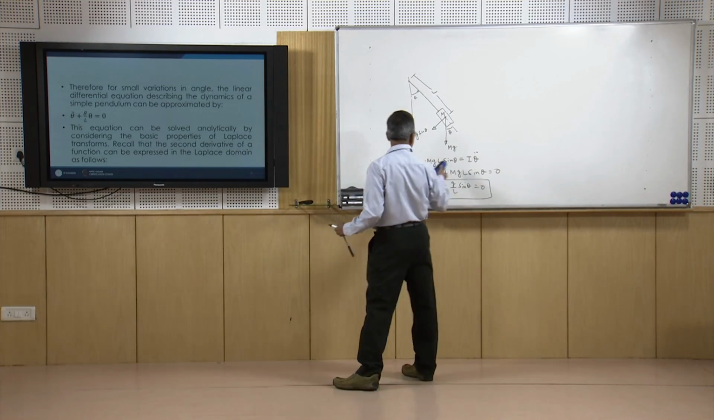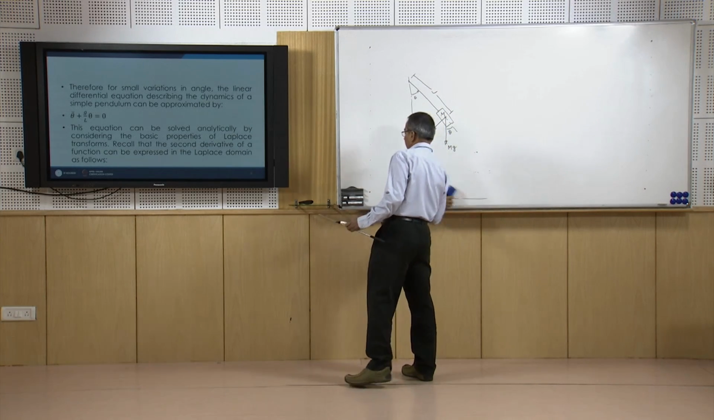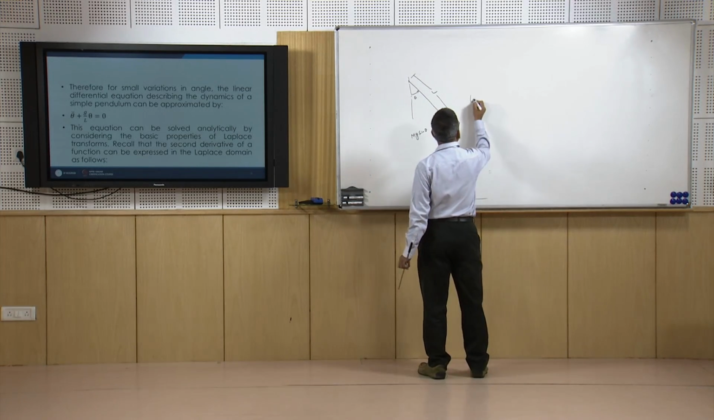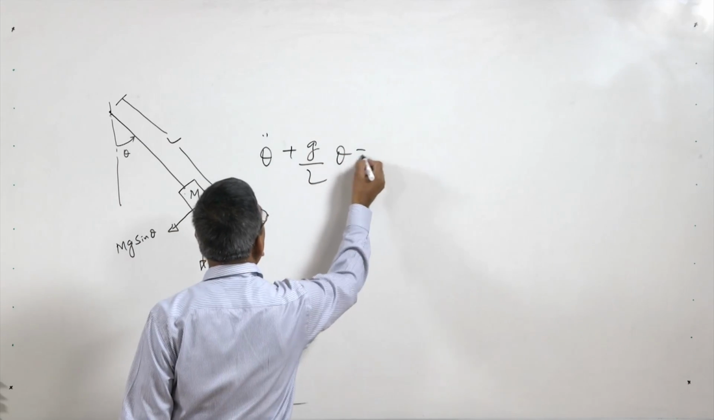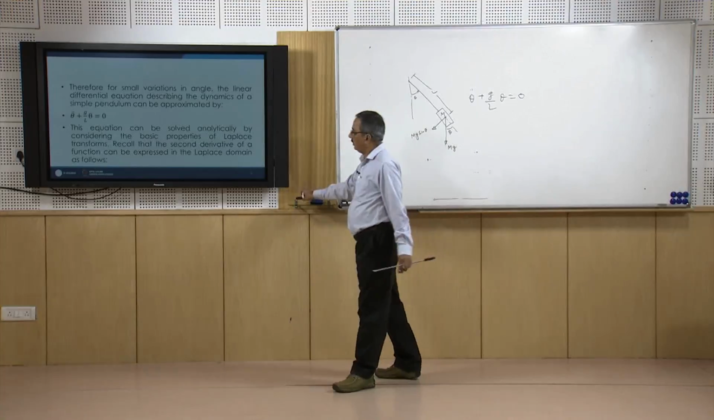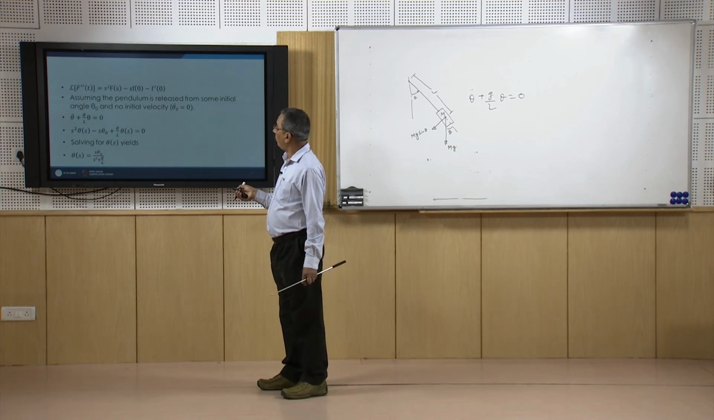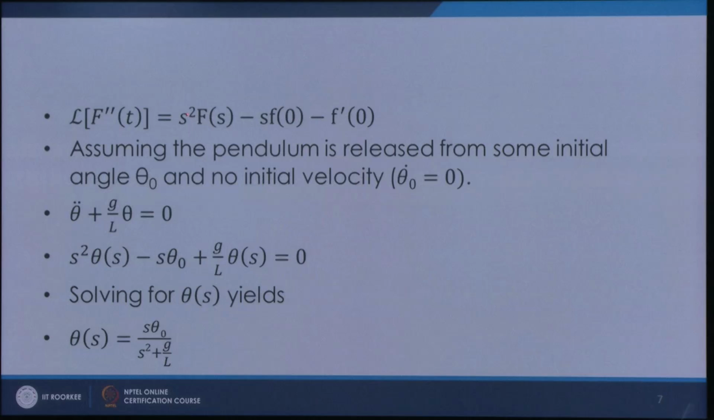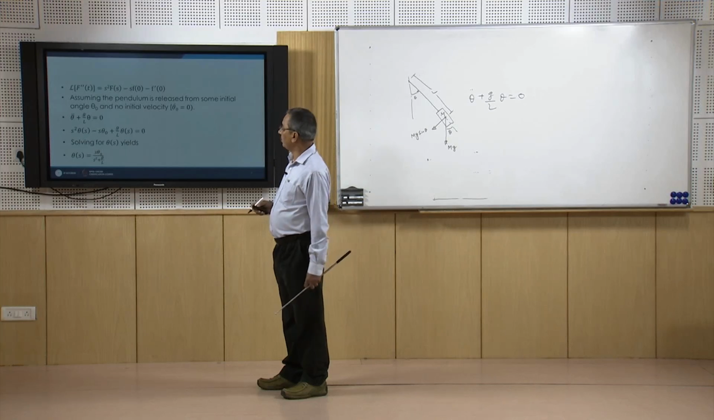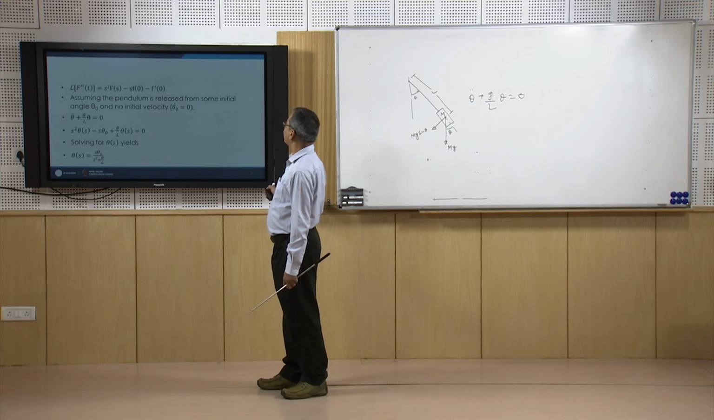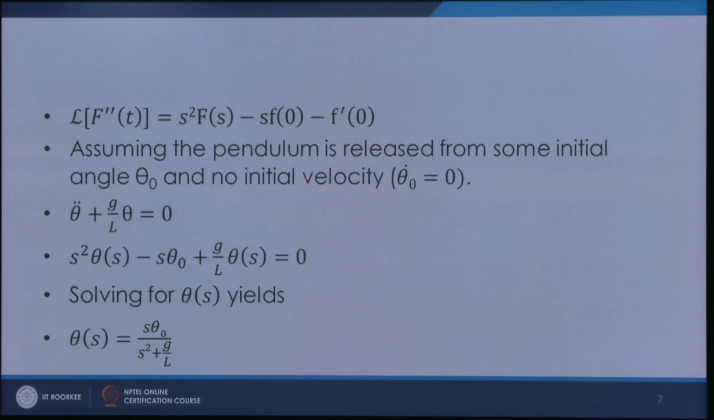So, the equation which I am talking about is our basic equation, that is theta double dot plus g by l theta is equal to 0. Okay. And you know that in our lecture on the Laplace transform, the Laplace transform for a second derivative is given as s square times the Laplace transform of the function, minus s into the value of the function at t is equal to 0, minus the value of the derivative of the function at t is equal to 0. Okay. So, in this case, suppose I assume that the pendulum is released from some initial angle, say theta 0, and there is no initial velocity.